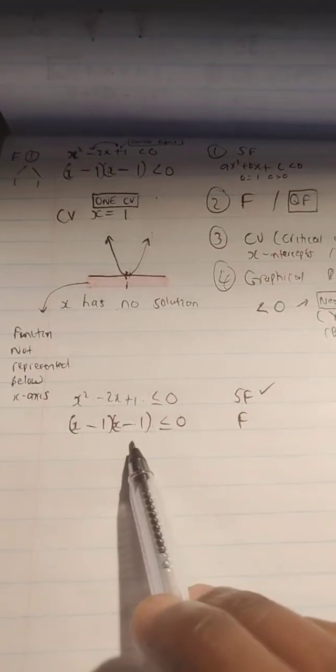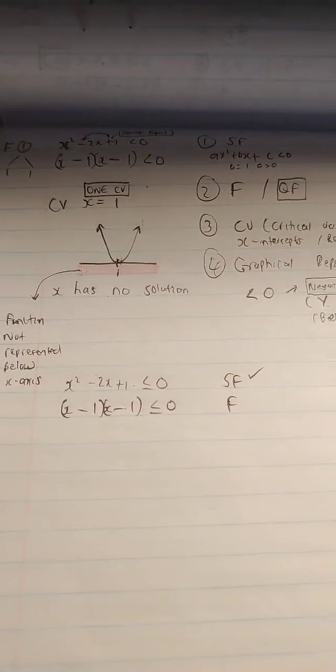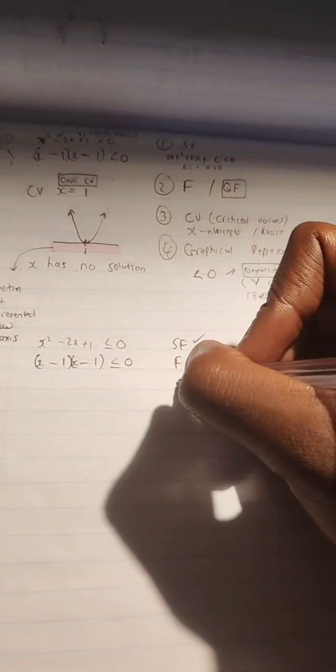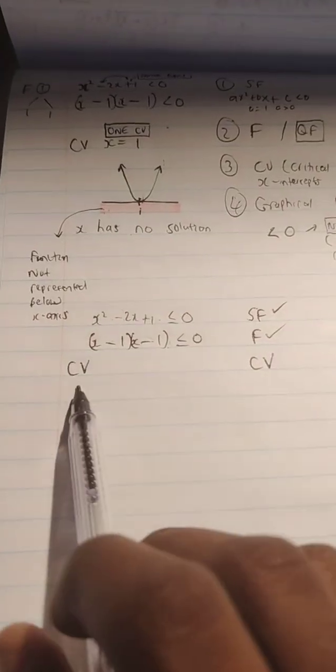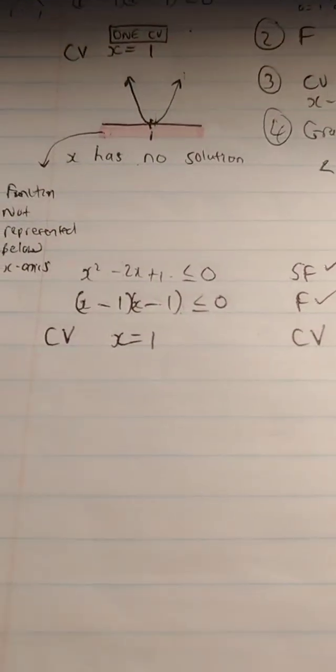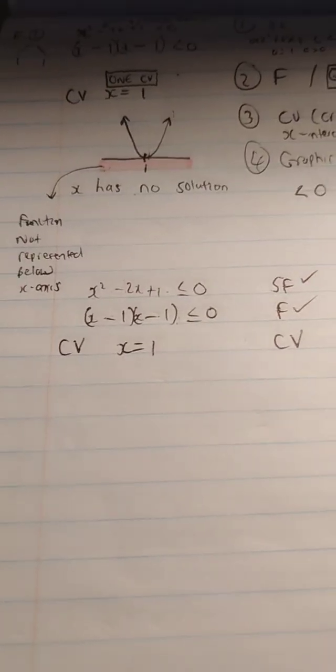So now we can proceed to the next step. After factorizing, we write down the critical values. When we write down the critical values, we write CV. All right, please, you must write down CV. Then you say x is equal to... there's only one critical value, guys, and it's x is equal to 1. So nothing has changed there.